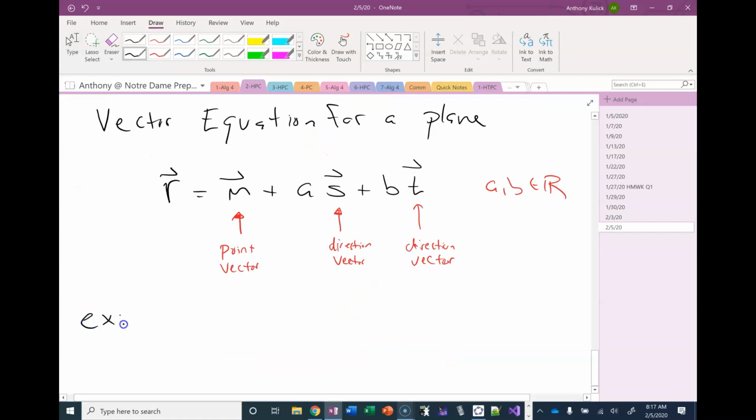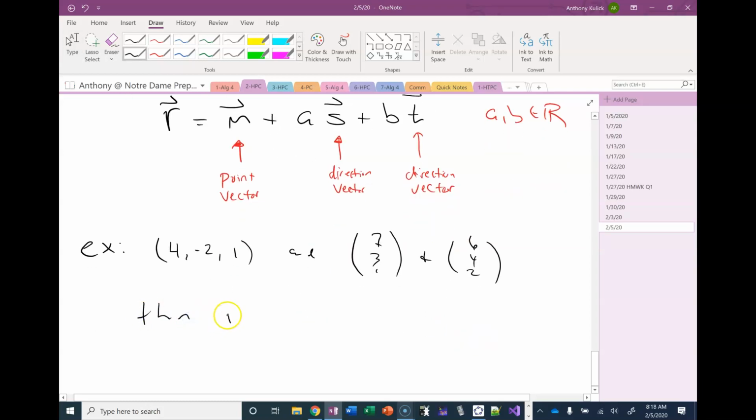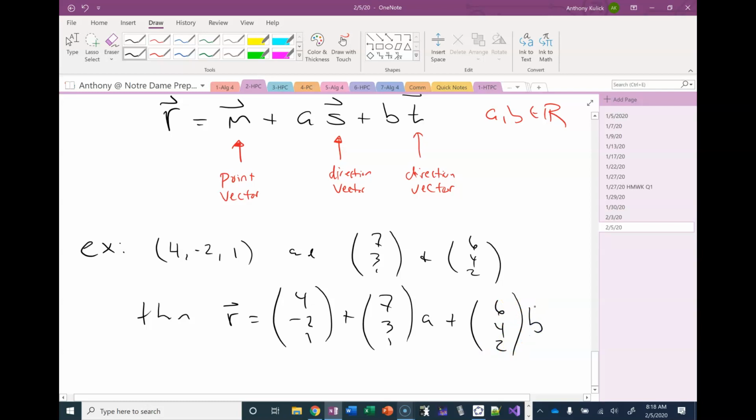So as a very trivial example, if I know that we have a point in the plane and I know that these two vectors also lie in the plane, then we can just say our equation for the plane is that. Is everybody okay with that?